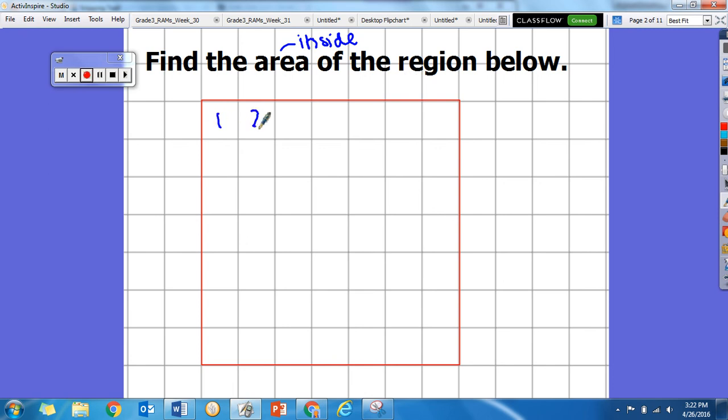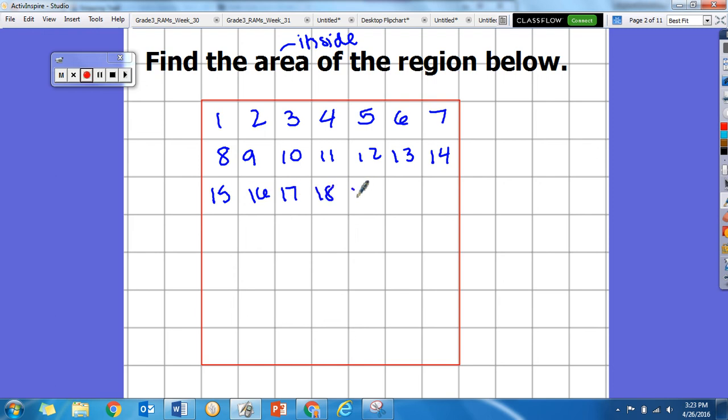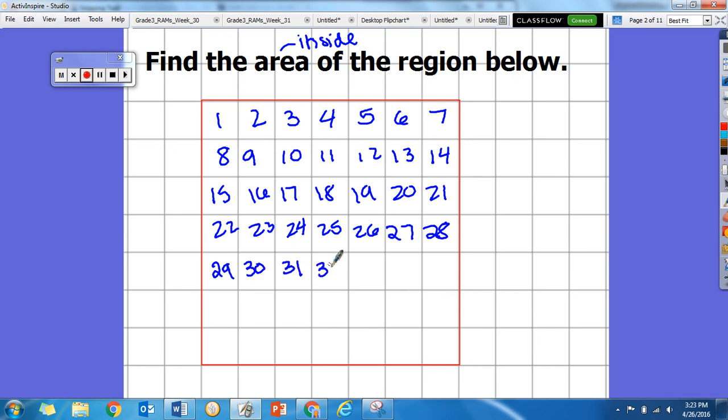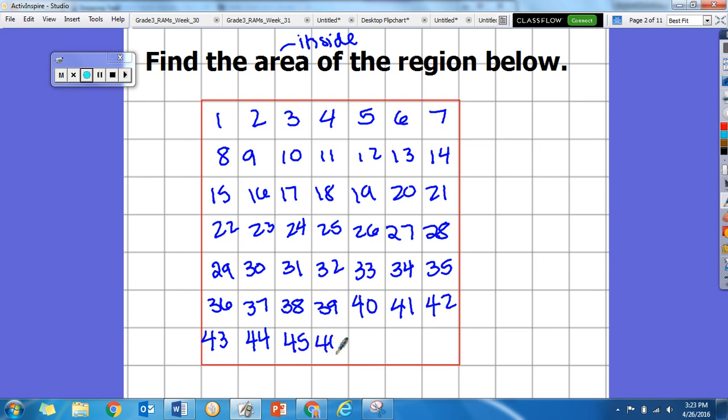And we can count it by going 1, 2, 3, 4, 5, 6, 7, 8, 9, 10, 11, 12, 13, 14, 15, 16, 17, 18, 19, 20, 21, 22, 23, 24, 25, 26, 27, 28, 29, 30, 31, 32, 33, 34, 35, 36, 37, 38, 39, 40, 41, 42, 43, 44, 45, 46, 47, 48, and 49.